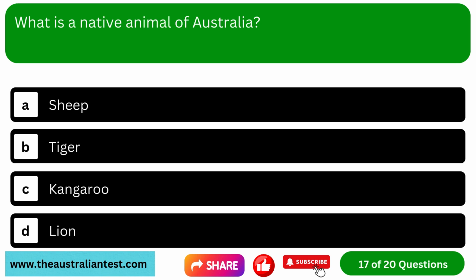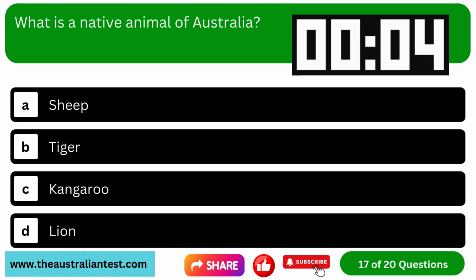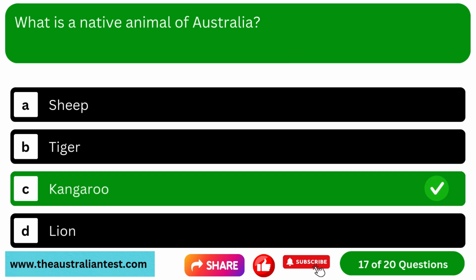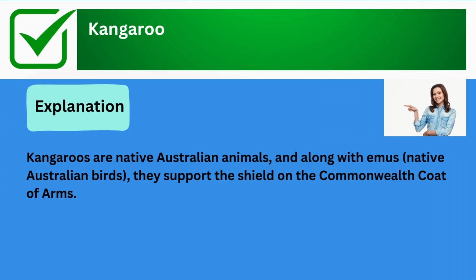Question 17, what is a native animal of Australia? Option A, sheep. Option B, tiger. Option C, kangaroo. Option D, lion. The correct answer is kangaroo. Explanation: kangaroos are native Australian animals, and along with emus, native Australian birds, they support the shield on the Commonwealth coat of arms.